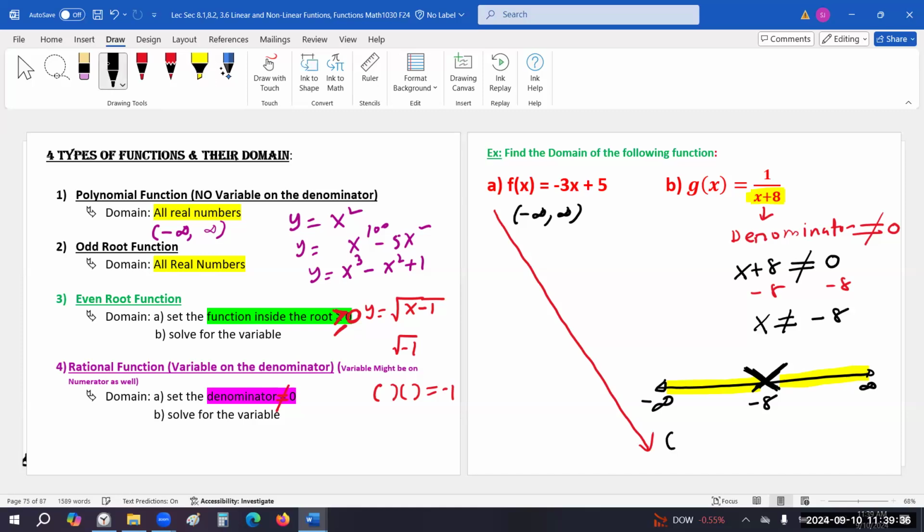So how are you going to write the interval? Not a bracket. A bracket means you can. From negative infinity to negative 8, any number here we can substitute for x. But we cannot substitute x with negative 8, so it's a parenthesis. Parentheses mean we cannot substitute. So is it like saying that? True.